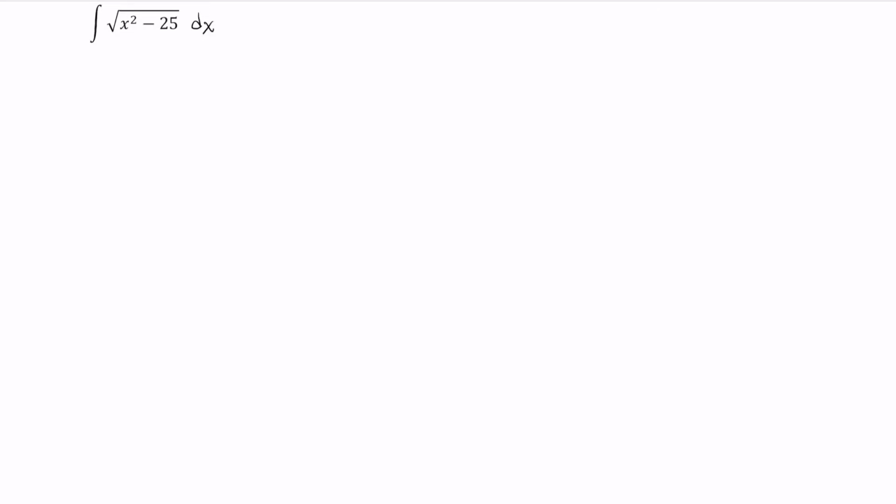Welcome. In this video, we're integrating the square root of x squared minus 25. And this integral's of the form x squared minus a squared inside of a radical. And when you have an integral of this form, use the substitution x equals a secant theta. In our case, a is equal to 5, since 5 squared will give us the 25 we have in here.